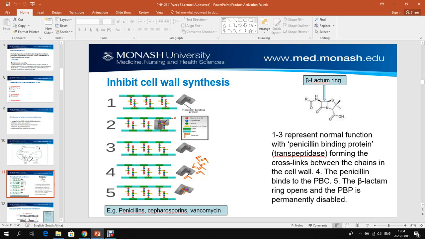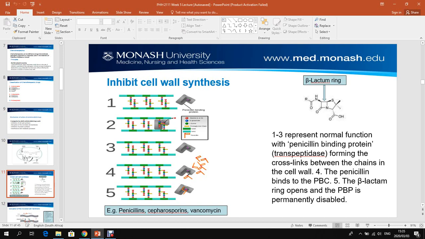Under normal circumstances, the process from 1 to 3 occurs in cell wall synthesis. So what happens is that there's what we call penicillin binding protein. This penicillin binding protein basically is an enzyme called transpeptidase. Transpeptidase is an enzyme that catalyzes the cross-linking of subunits from these cell wall chains. When they are cross-linked, they are intact and form a strong structure for protecting the microbacteria.